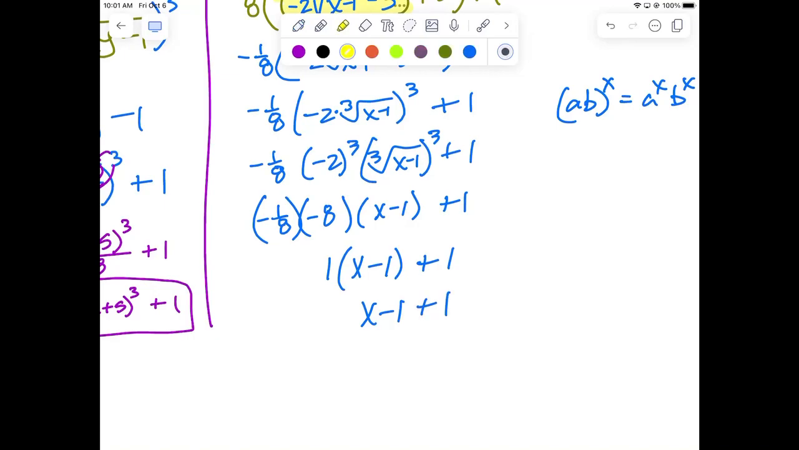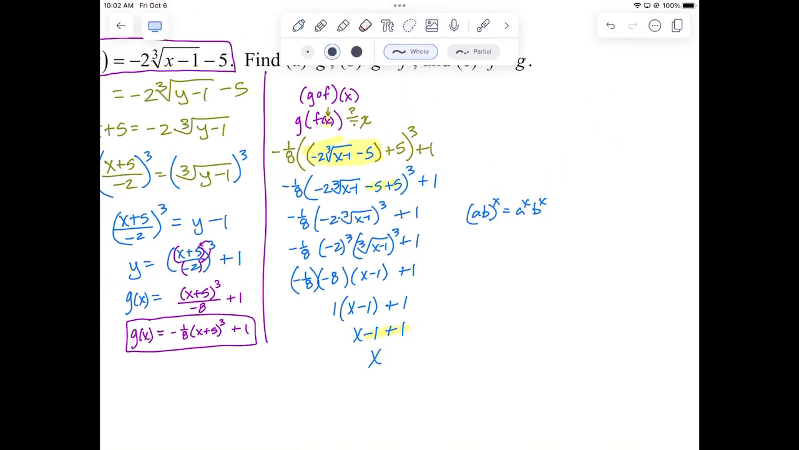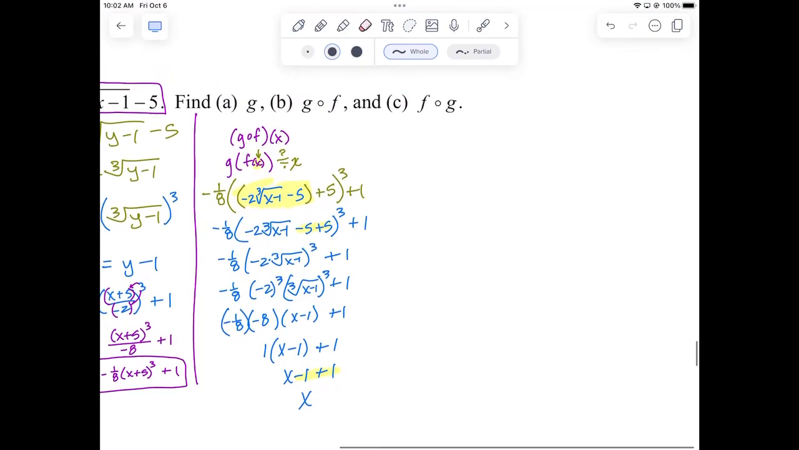And lo and behold, look what happens. What's the negative 1 plus 1? 0. So I'm left with x plus 0, which is x. It worked. I got x. We got what we were expecting.